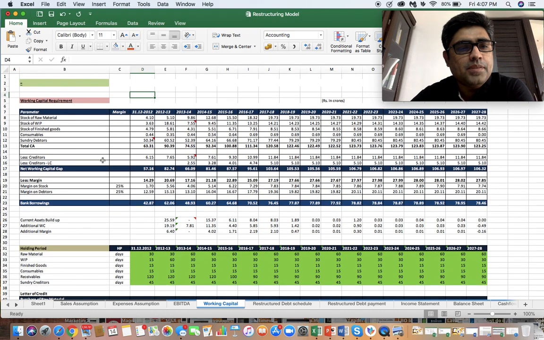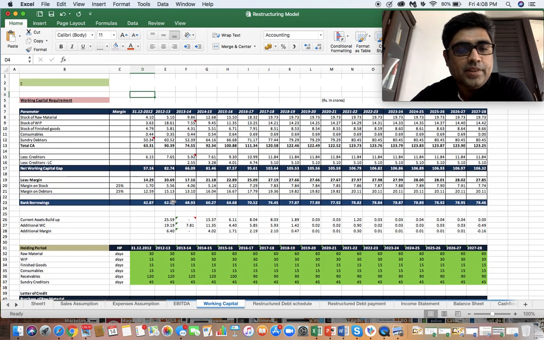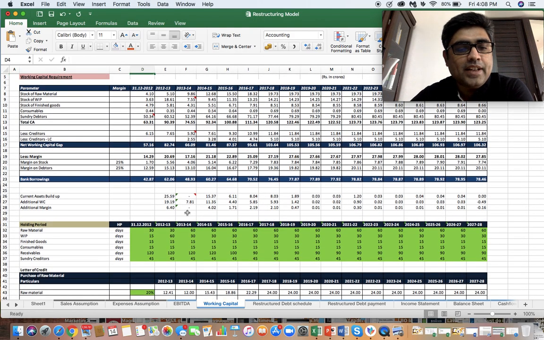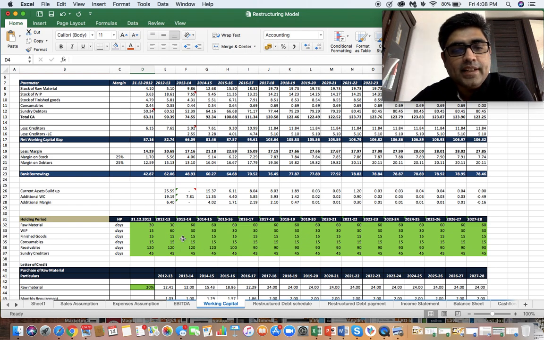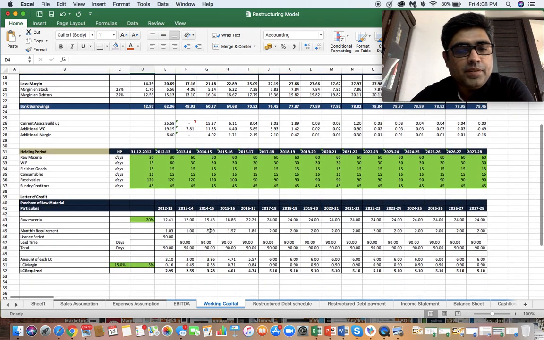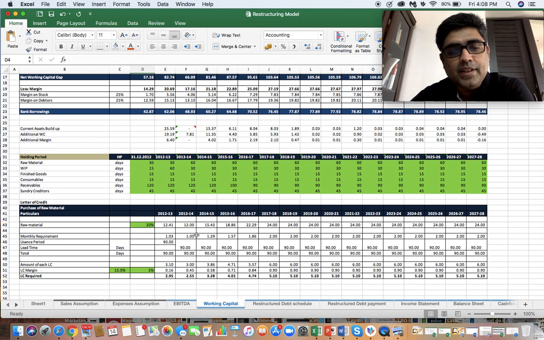So the assessment in terms of the total current assets, the net working capital gap, the margins which is required, and finally what is the extent of bank borrowing in context of working capital that would be required. So for this set of calculations, different assumptions are taken. One of those assumptions is the assumption of holding period, which you get to see. Then you also get to analyze the letter of credit, because that also gets to be important if you have purchases of raw materials both in inland as well as on an international basis, right?